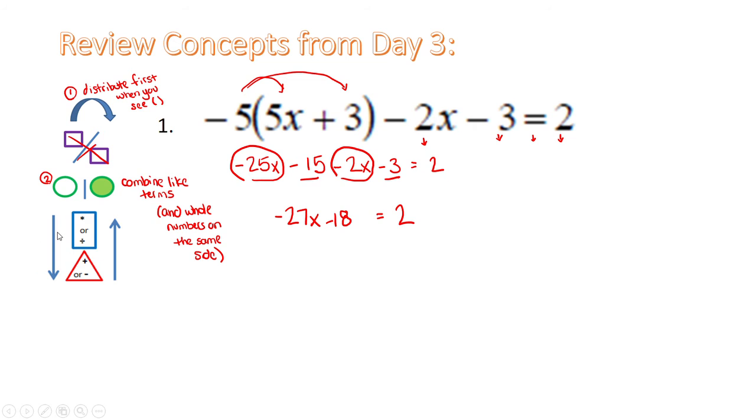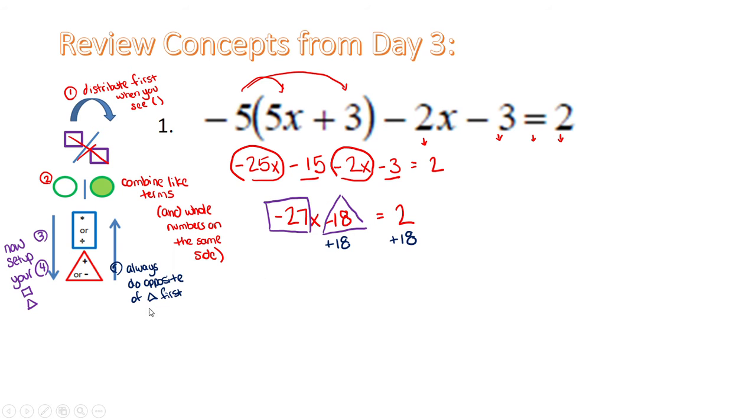Now next, we're going to work down and we're going to set up what our rectangle and our triangle are. And remember that our rectangle always goes next to our x, to the left, what's in front of it, its coefficient. And a triangle is anything else on that side of the equation that x is on. So right now our rectangle is -27, our triangle is -18. Then we always do the opposite of the triangle first, which since that's -18, we're going to do +18 to get rid of it, because we always add or subtract to get rid of our triangle. So if I do +18 on the other side of the equation, then I'm going to have -27x equals 20.